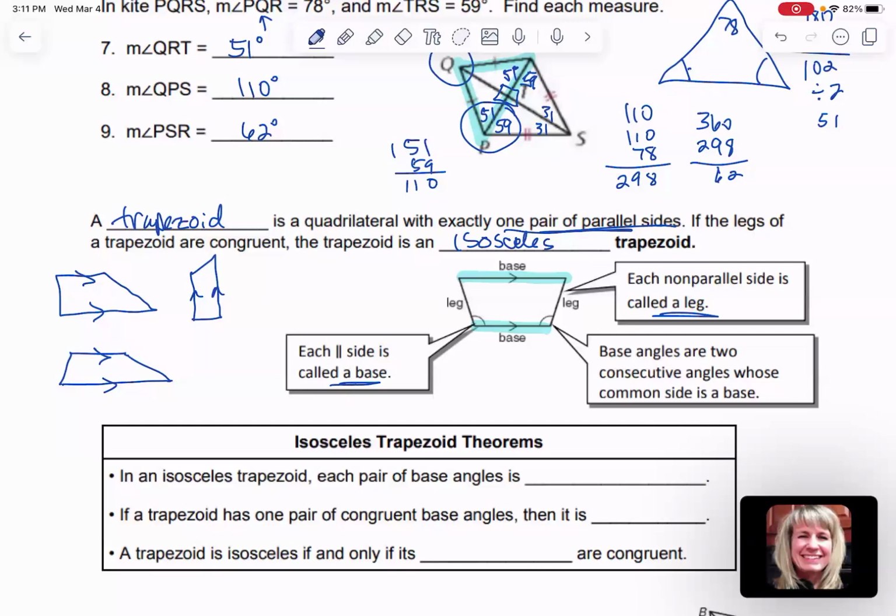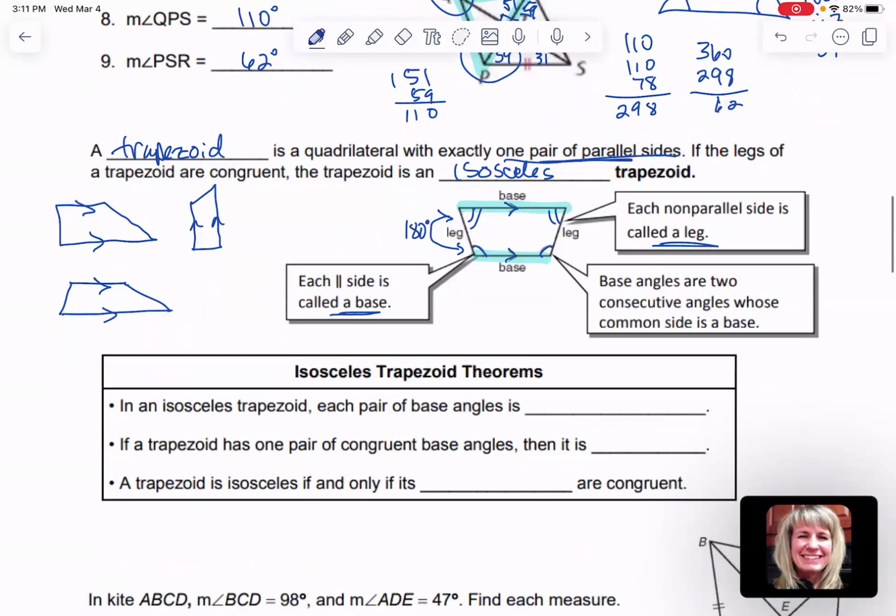If it is an isosceles trapezoid, then the base angles are equal. You've got two sets of base angles, these two on this base and these two on this base. Those will be equal if it's an isosceles trapezoid. No matter what, even if it's isosceles or not, those angles will add up to 180 because these lines are parallel. Same side interior angles will be supplementary. So what we learned about parallel lines and same side interior angles applies there.